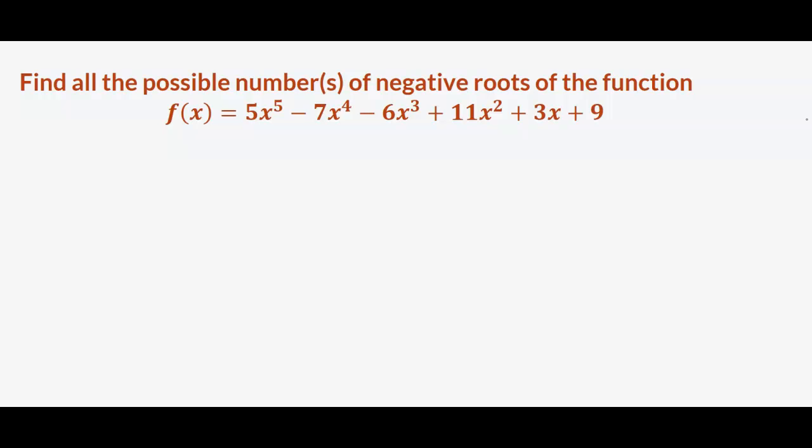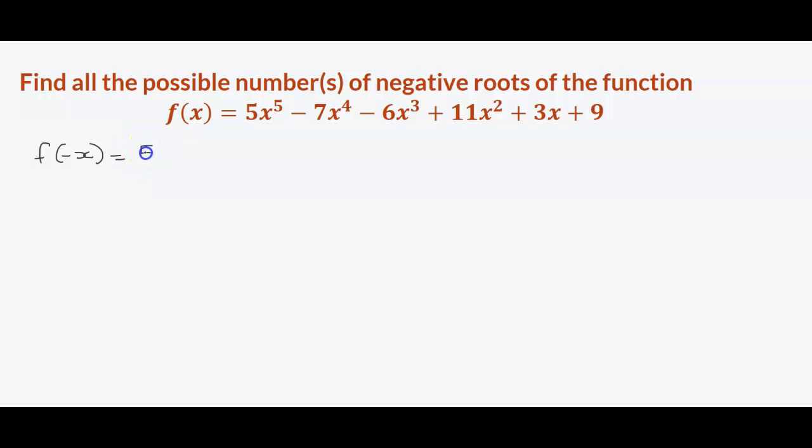So we're looking at this function here, 5x to the 5th power minus 7x to the 4th power minus 6x to the 3rd power plus 11x squared plus 3x plus 9. And we want to find out the possible number of negative roots. So our first step here is going to be to find f of negative x. For every instance of x, we're going to replace with negative x.